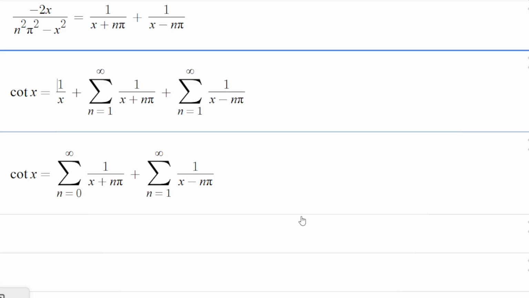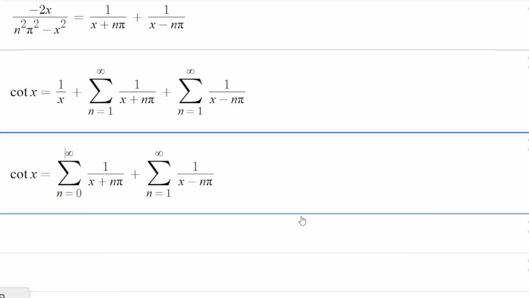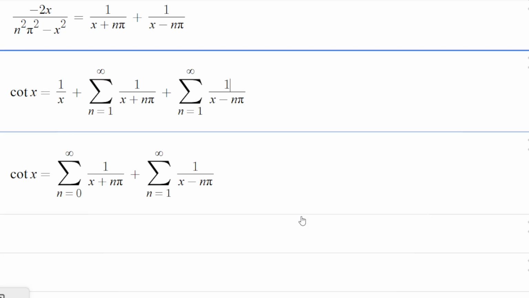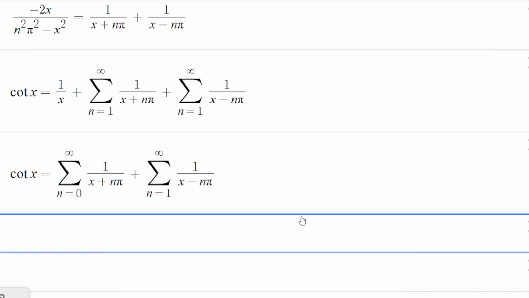We want to get rid of this 1 over x term because it just doesn't belong there. So what we can do is add the n is equal to 0 term, by just starting our index at n is equal to 0. And then subtracting the n is equal to 0 term, which I said was x, but it's actually 1 over x. So we subtract that off, and it gets rid of this 1 over x. So these two expressions are equivalent.